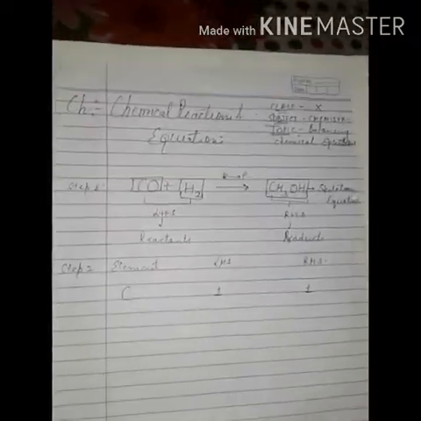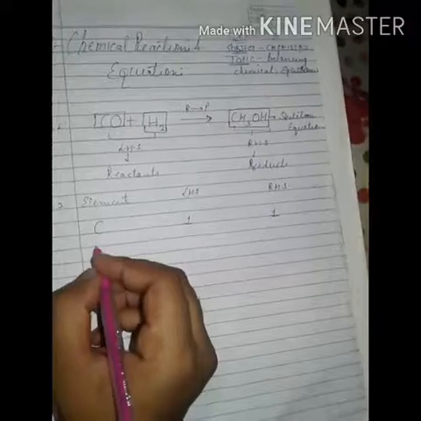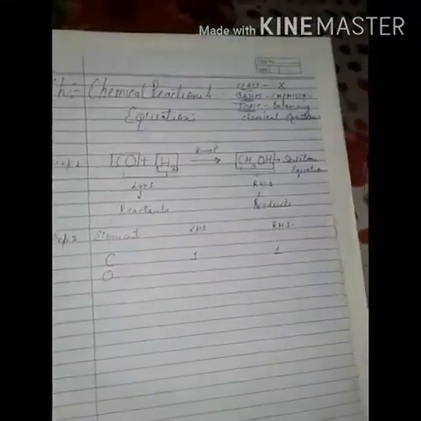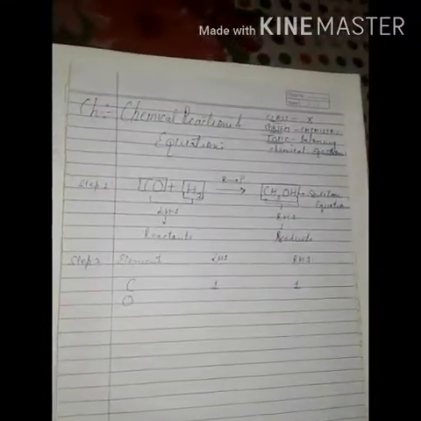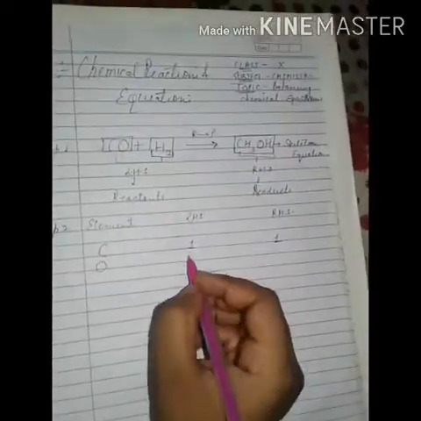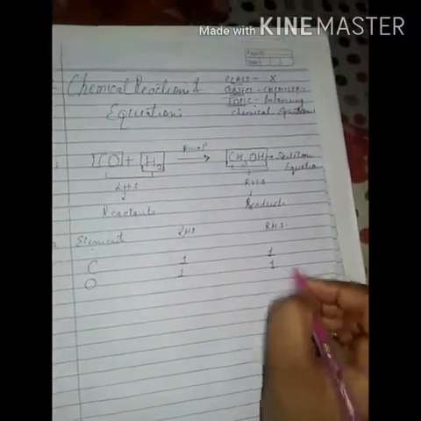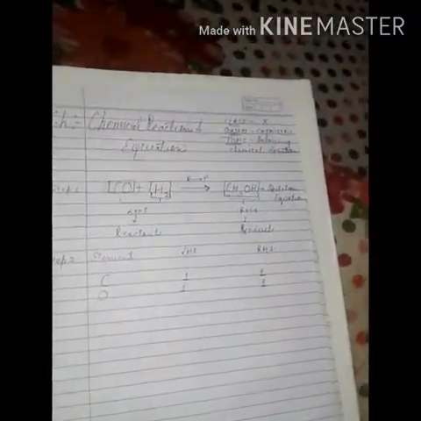Now let's move to the other atom. After carbon is oxygen. Write it over here, oxygen. Now count the number of oxygen atoms present at the left hand side, and we get only 1. Similarly, at the right hand side, here also 1. So oxygen is also balanced because left hand side is equal to right hand side.